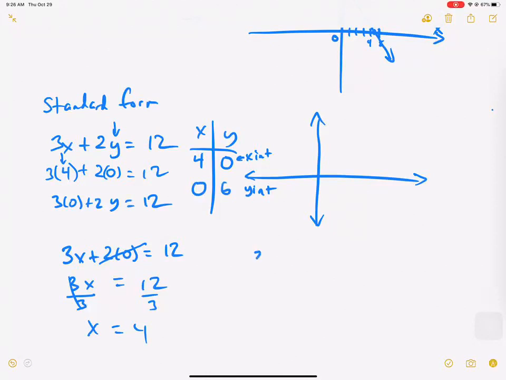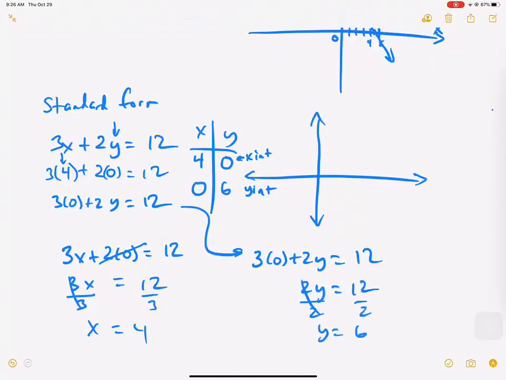So I'm going to write this out. 3 times 0 plus 2y equals 12. I'm just writing this out here so we can actually do the algebra process. 3 times 0 is nothing. So we have 2y equals 12. And man, this is a one-step equation. Okay. So y is 6.